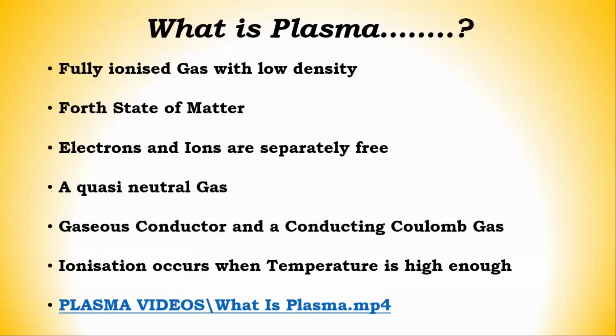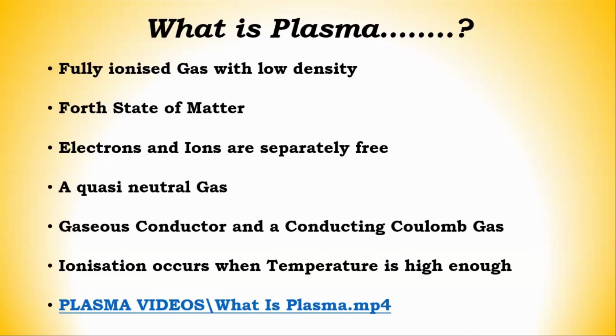Now, what is plasma? Plasma is a fully ionized gas with low density. Low density, because as the ions are separated, obviously the density of the gas will be low. So we call plasma a fully ionized gas with low density. It is the fourth state of matter, right?